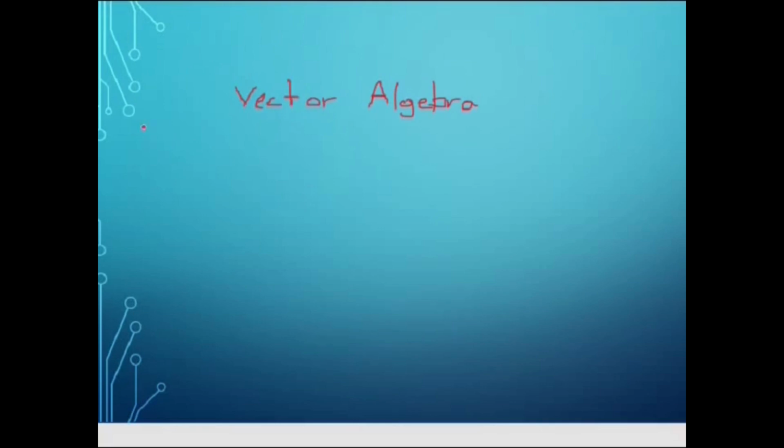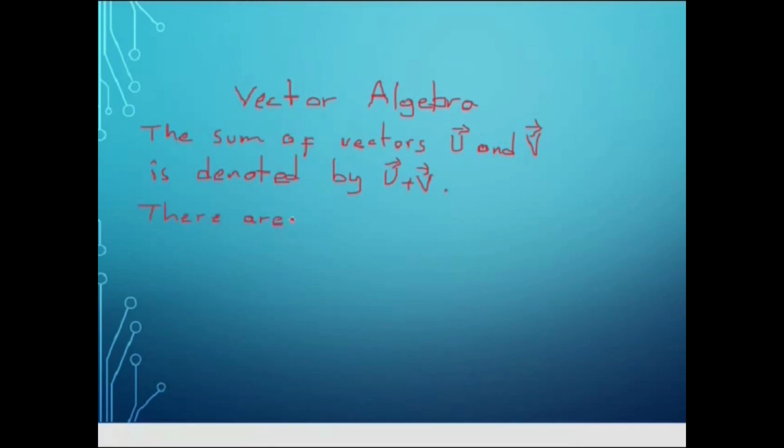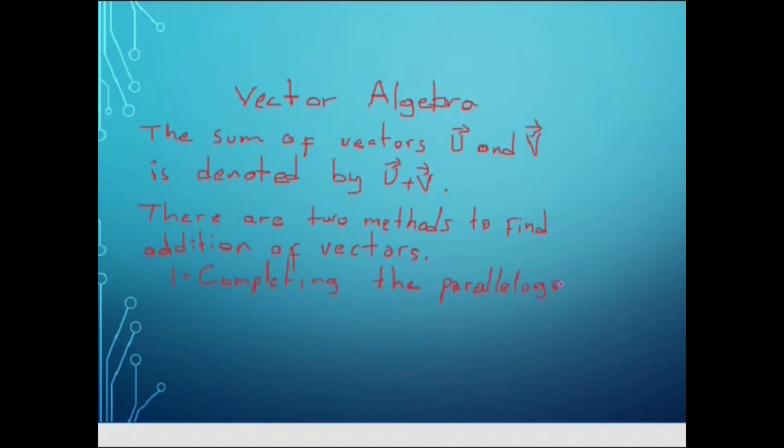Vector algebra. The sum of vectors u and v is denoted by u plus v. There are two methods to find the addition of vectors. 1. Completing the parallelogram. 2. Head-to-tail rule. It can be shown in the figure.